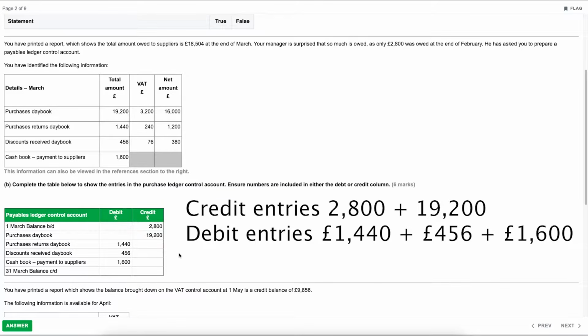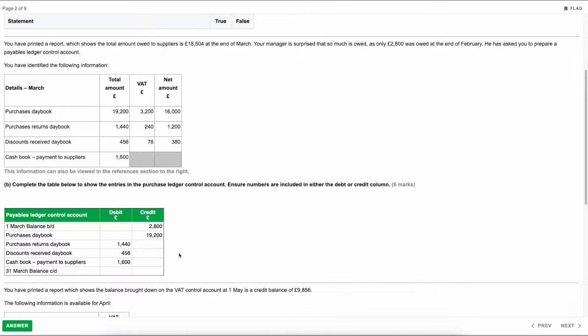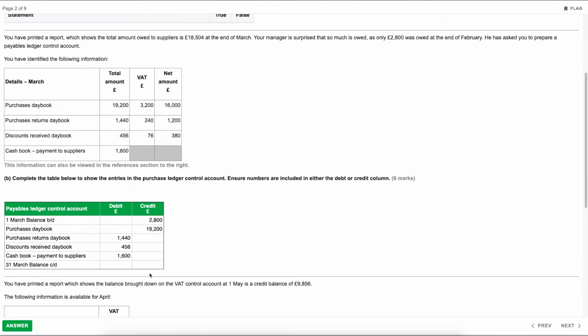So if we do that, that gives us £18,504, which reconciles with what it states within the question, but it is always worth doing it just to double check. And that would go on the debit side because obviously, as you can see here, our credits, as will always be the case for the purchase ledger control, unless there's some very odd circumstances going on. However, that would go on the debit side, as I said, because the credit side is higher. So 18,504.